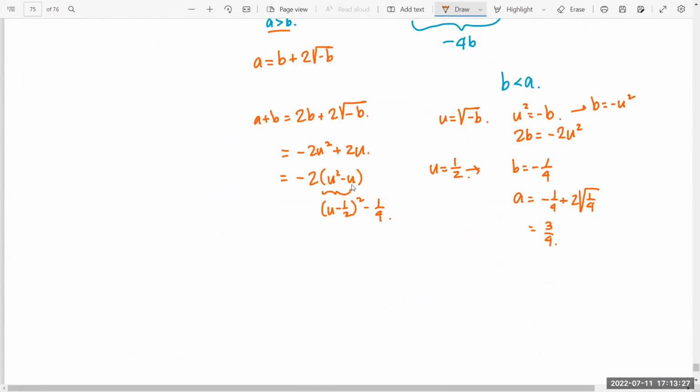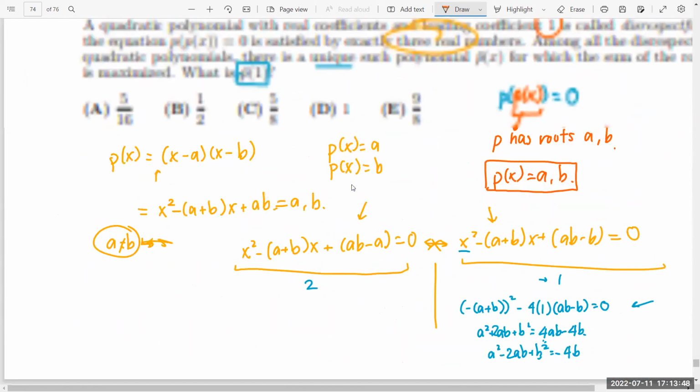So we rewrite it as x plus 1/4 times x minus 3/4, which is x squared minus 1/2 x minus 3/16. Now you plug in 1, which is 1 minus 1/2 minus 3/16. Subtract everything, and it becomes 5/16. That's our final answer, and that's A.